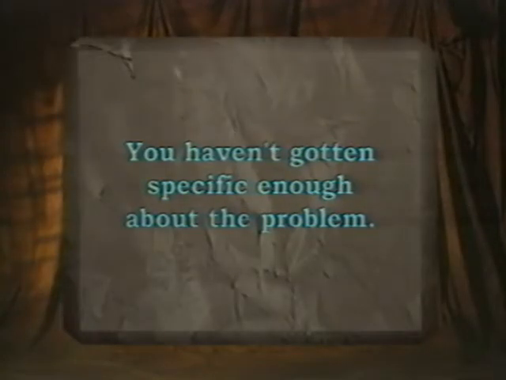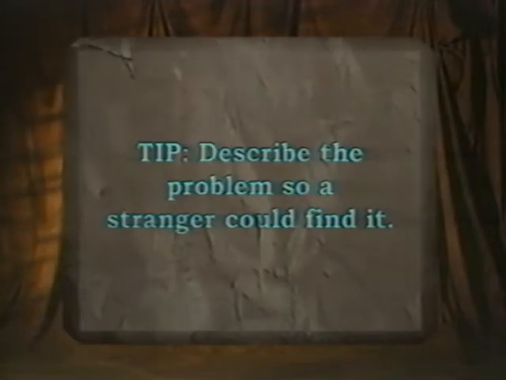You haven't gotten specific enough about the problem. Officers sometimes stop short of describing the problem in terms of specific behaviors. Make sure you've collected information about the who, what, where, when, and why of the problem. Tip: you know you have enough information when you can describe the problem in enough detail so that a stranger could go to the scene and observe the problem exactly as you see it.